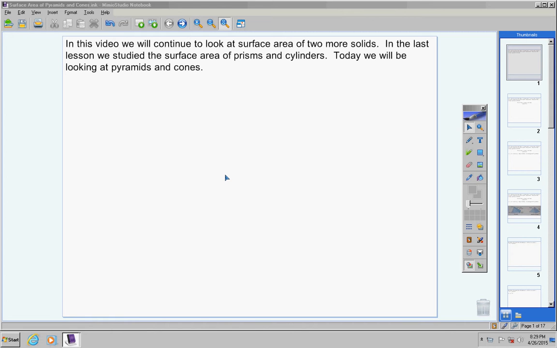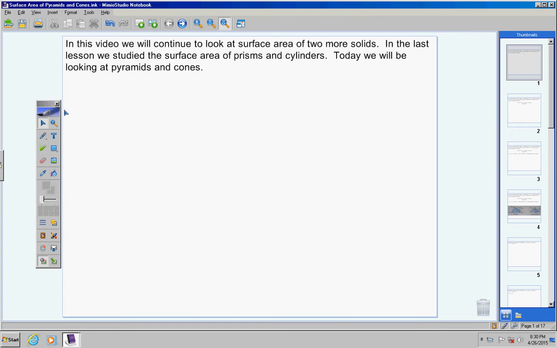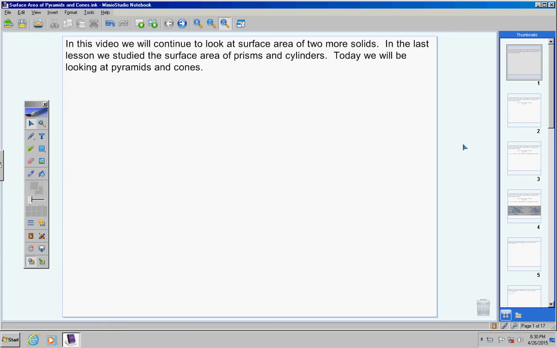Okay, geometry students, in this video, we will continue to look at surface area of two more solids. Now, please remember, students, in this chapter we're going to be dealing with a lot of surface areas and volumes. So I think it'd be very wise for you to get a formula sheet or a formula list somewhere in your notes where you have volume formulas listed out for different types of solids and surface area formulas listed out for certain types of solids, okay? Because we're going to be doing a lot of surface areas and volumes.